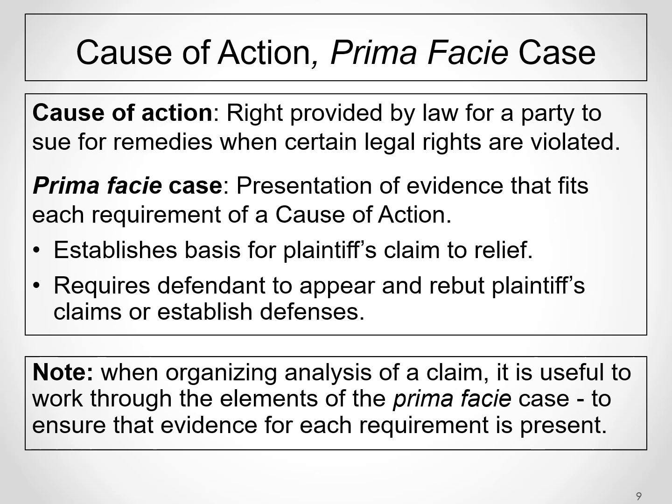these elements of the cause of action, that they have a claim to relief, and the defendant can appear and has a chance for rebuttal against the plaintiff's claims. They get to answer those claims, or they get to say, well, that happened, but it was justified, and here's my defense of why that's okay, and that wasn't a wrong, that was justified. When organizing the analysis of a claim, it's important to work through all those elements of the prima facie case, because the plaintiff has the burden of proof, and so they need to make sure they are providing evidence and facts that support every single element. If they don't provide for every element of that prima facie case, then they haven't made their case and they haven't met that burden of proof.